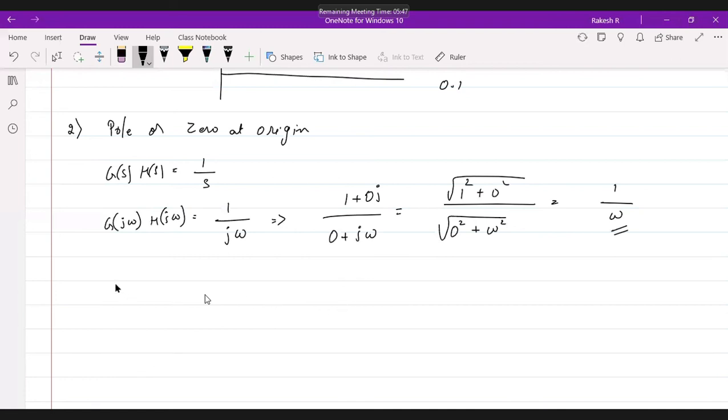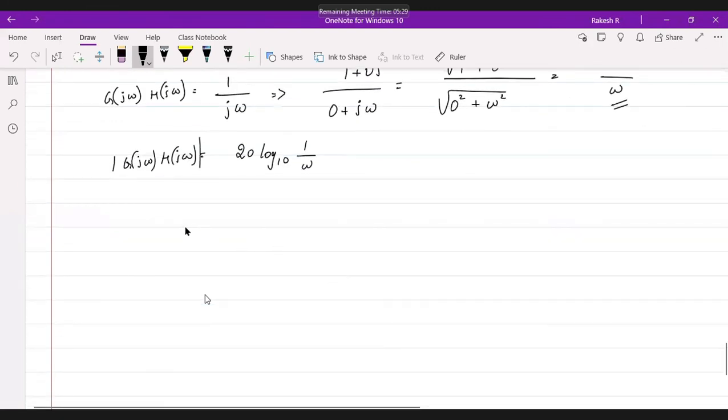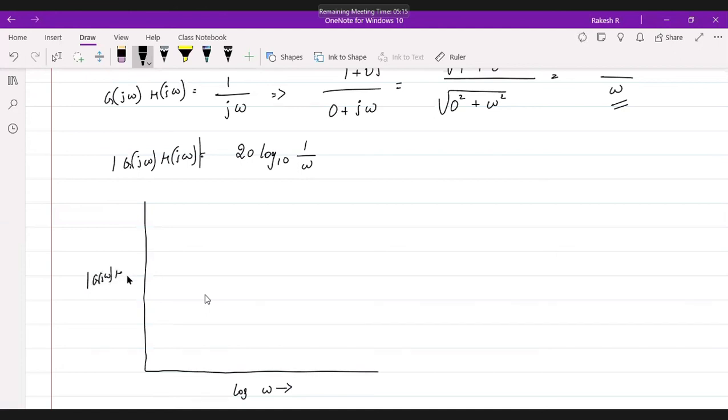So when you want to plot the magnitude, G of j omega into H of j omega is equal to 20 log base 10 into 1 divided by omega. Now I shall plot that in the graph. That is log omega here, and magnitude G of j omega and H of j omega here.